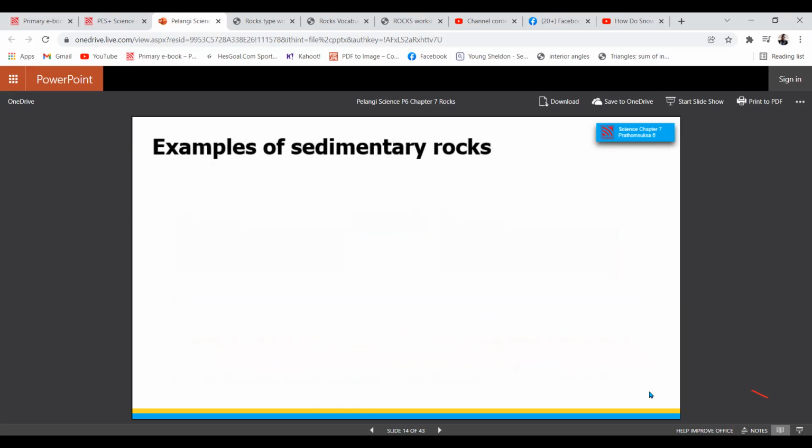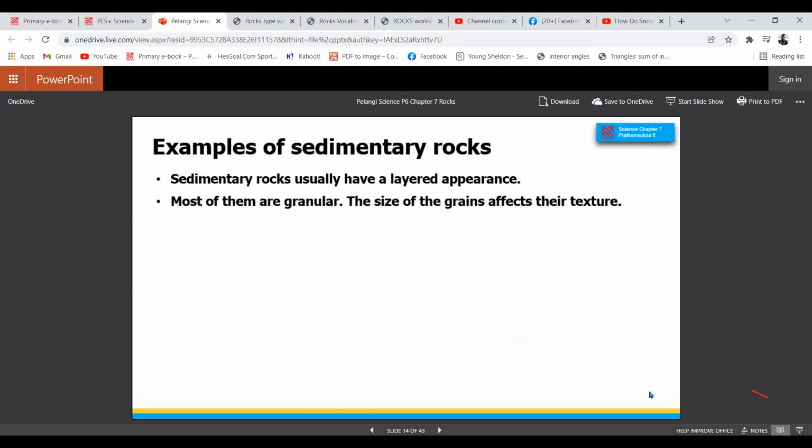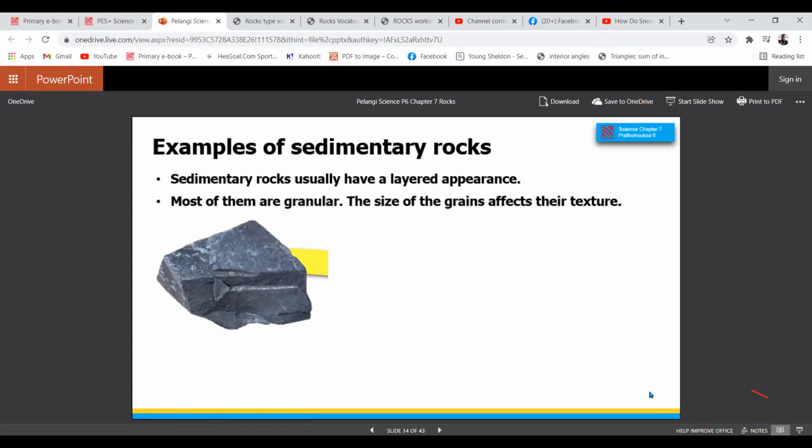Let's go to examples of the sedimentary rock. Sedimentary rocks usually have a layered appearance. That means it is in layers. You can see there are lines there. Layers means there are lines on sedimentary rocks. Most of them are granular. The size of grains affects their texture.